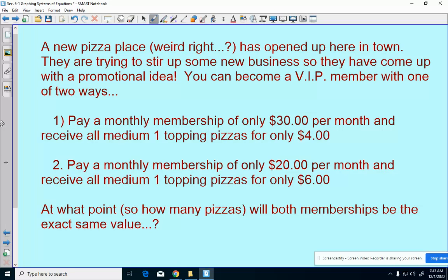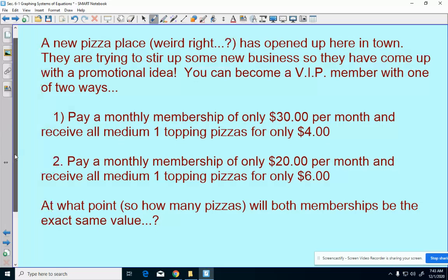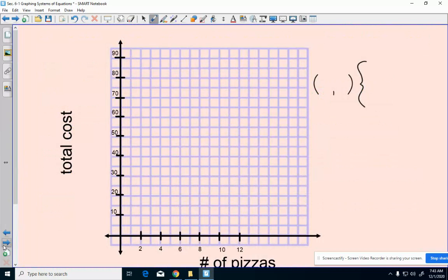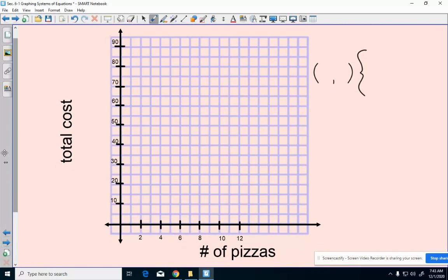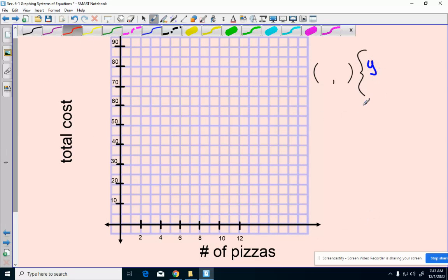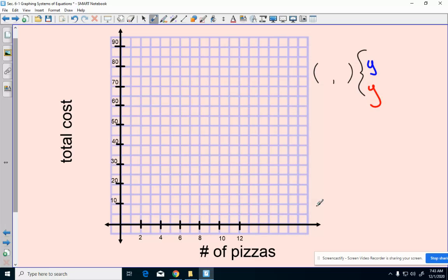Okay. So we're going to try to do that right now. We're going to try to figure this out, but we're going to do it in a graphical sense. So we're kind of thinking along these lines. Like, can I come up with some equation over here? Some y equals equation for one of them, and some y equals equation for the other one, where we can find this ordered pair right here that they share in common.